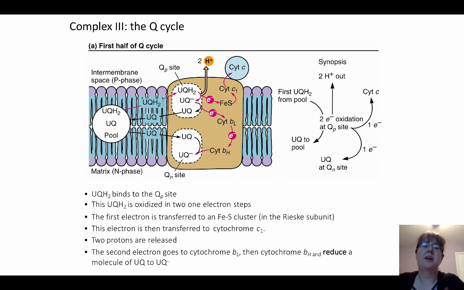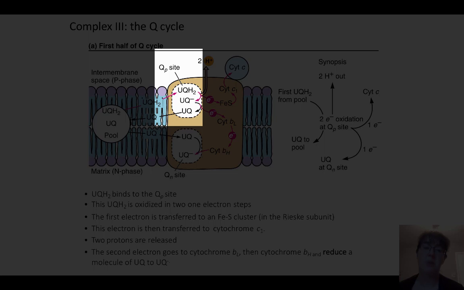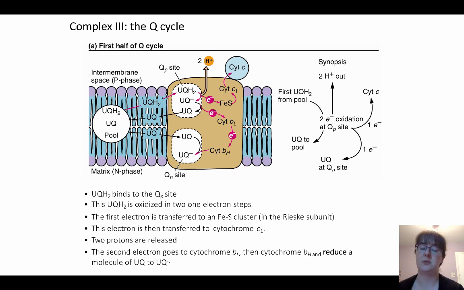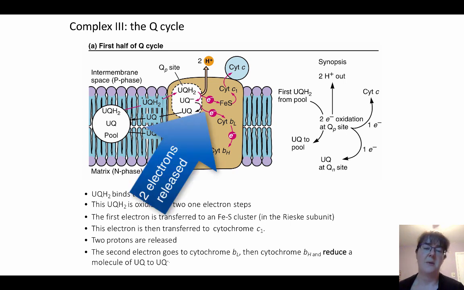For the Q cycle, we are going to break this into 2 halves. The main reason why the Q cycle is a little bit strange is because it's going to involve multiple molecules of coenzyme Q and multiple oxidation states of that coenzyme Q. But what's going to happen first is ubiquinol, so remember that's the fully reduced form of coenzyme Q, is going to bind to the QP site. Once there, it's going to be oxidized, so it's going to basically release the electrons that it has in 2 1-electron steps. Those electrons aren't going to go to the same place though.